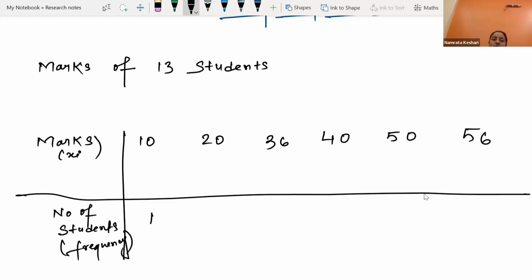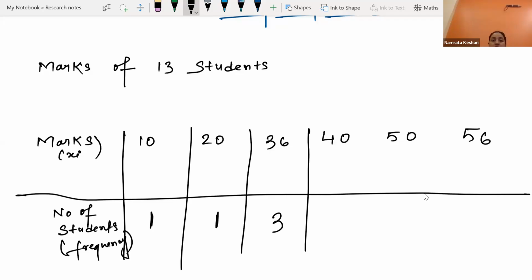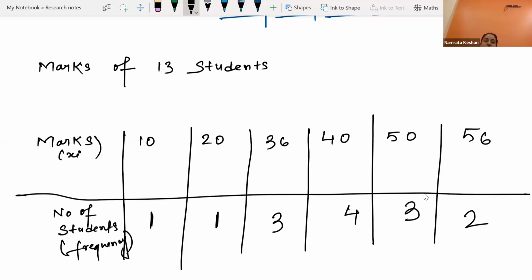One student has got 10 marks. One student has got 20 marks. Three students have got 36 marks. Four students have got 40 marks. Again, three students have got 50 marks, and two students have got 56 marks.